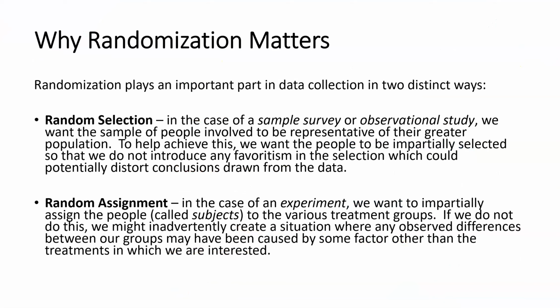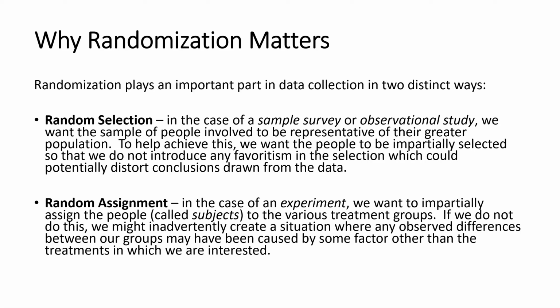Why randomization matters. Randomization plays an important part in data collection in two distinct ways, either random selection or random assignment. Random selection, in the case of a sample survey or observational study, we want the sample of people involved to be representative of their greater population. To help achieve this, we want the people to be impartially selected so that we do not introduce any favoritism in the selection which could potentially distort conclusions drawn from the data.